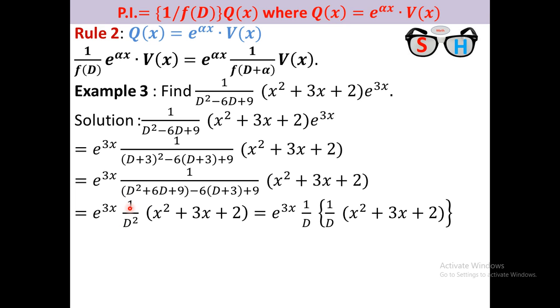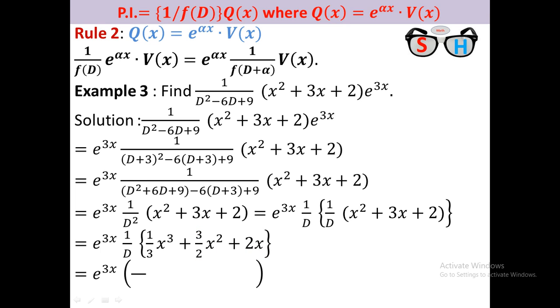At first we break 1 by D square in two parts, 1 by D of 1 by D. Therefore, we have to integrate it first. Then the result, we integrate again. If you integrate this, it will be 1 by 3 x cube plus 3 by 2 x square plus 2x. And if you integrate it again, what will be the result? There will be 1 by 12 of x to the 4. The 3 cancels out, therefore half x cube, and here 2x square by 2 means x square. That is e to the power 3x times 1 by 12 x to the power 4 plus half x cube plus x square. This is the answer.